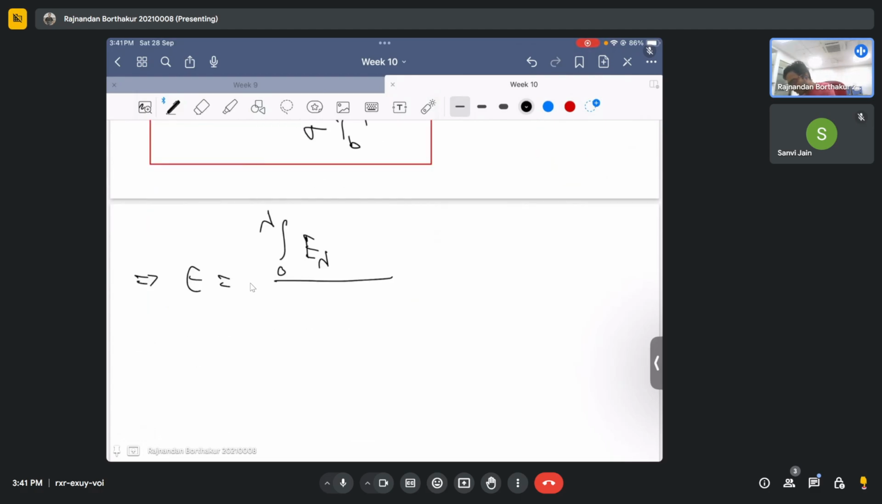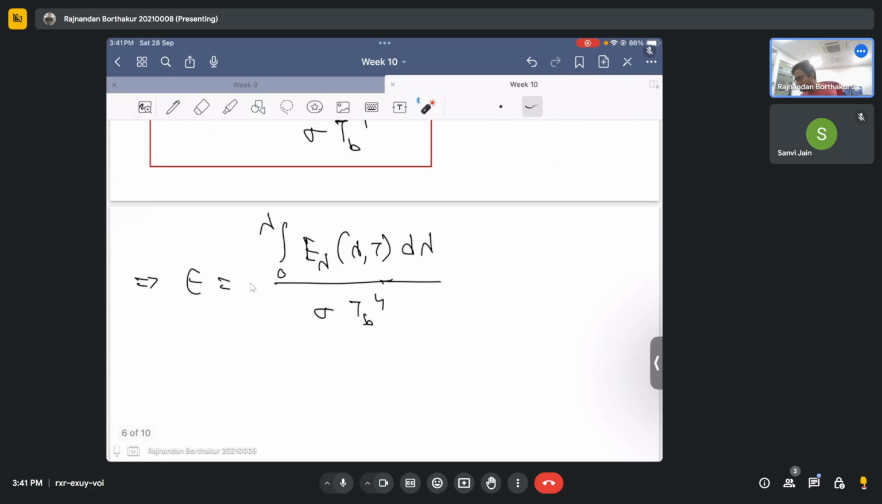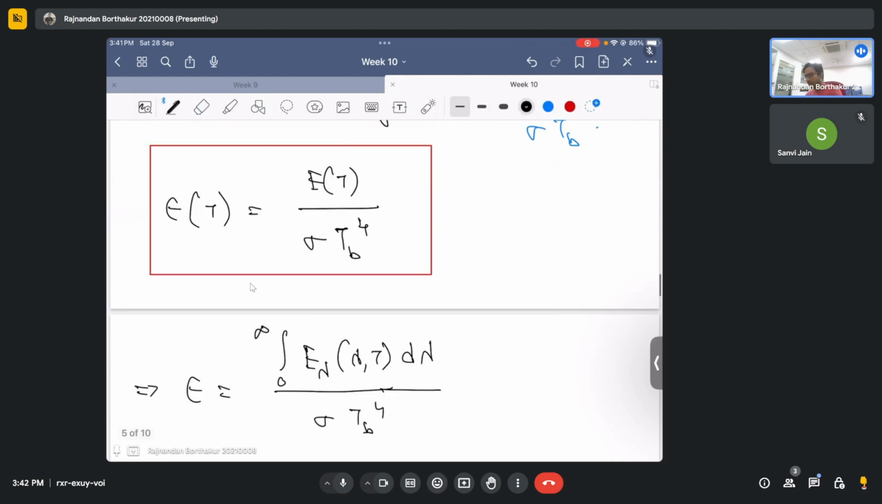E lambda, which will now become a function of lambda and T, times d lambda, divided by sigma T_b raised to the power 4, which means you can write the total emissive power of a real surface as the integration. I mean, this should not be lambda actually. In principle, this should be up to infinity, because what you are doing is just writing the total emissive power of a real surface in terms of the spectral emissive power when integrated along the entire band of wavelength.